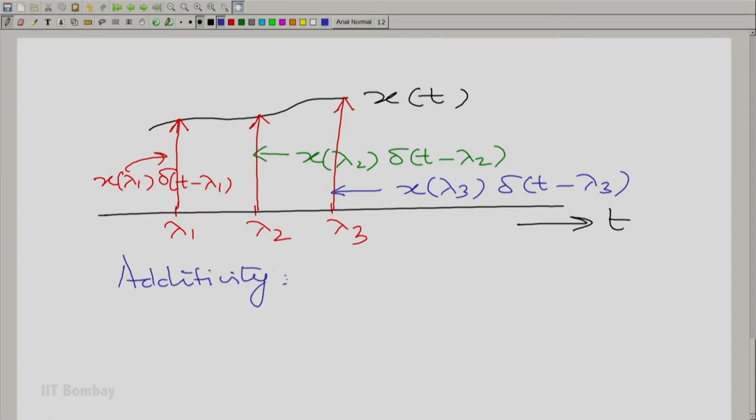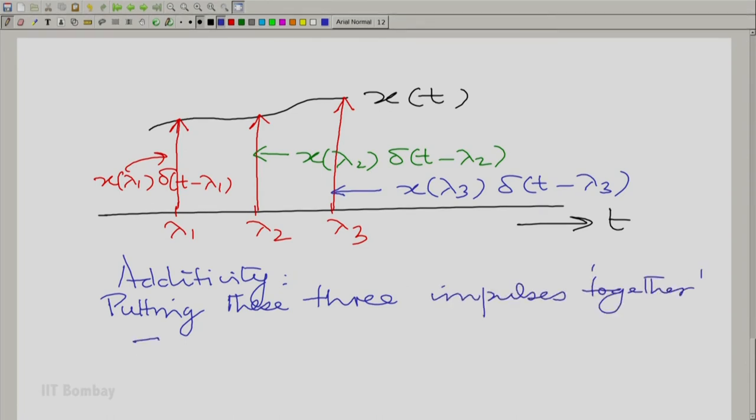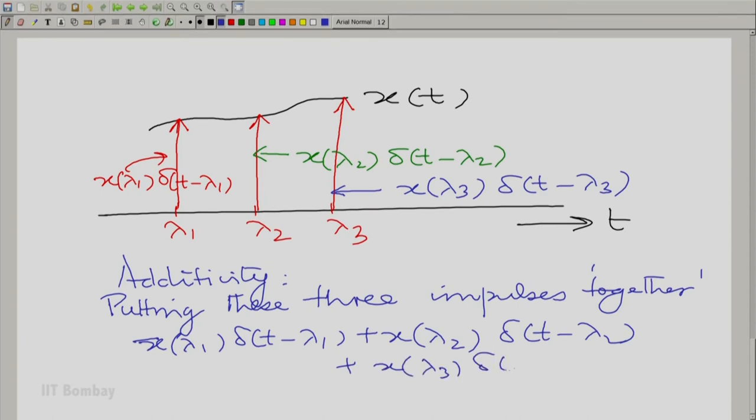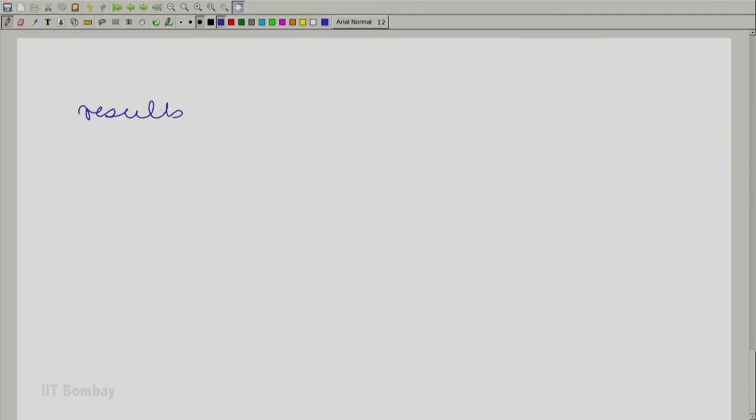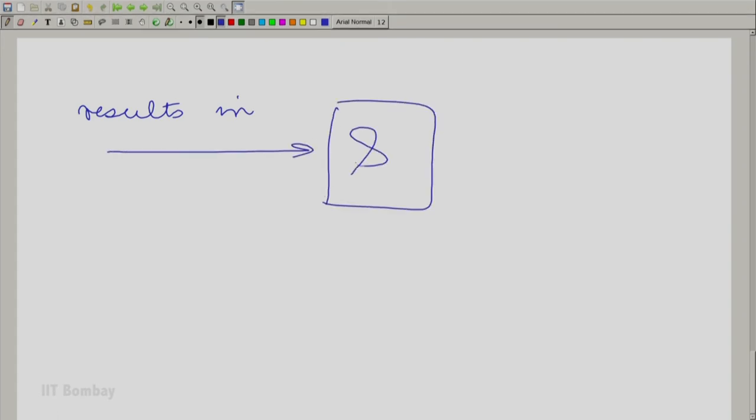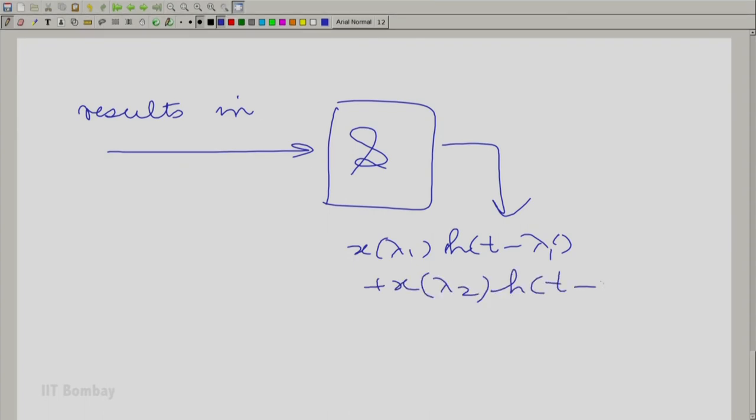Additivity says, when I put these three impulses together, that means taking a sum, x(lambda 1) delta(t minus lambda 1) plus x(lambda 2) delta(t minus lambda 2) plus x(lambda 3) delta(t minus lambda 3), results also in summing the corresponding outputs. So, when you put this into the system, what you would get is x(lambda 1) h(t minus lambda 1) plus x(lambda 2) h(t minus lambda 2) plus x(lambda 3) h(t minus lambda 3). This is a consequence of additivity.